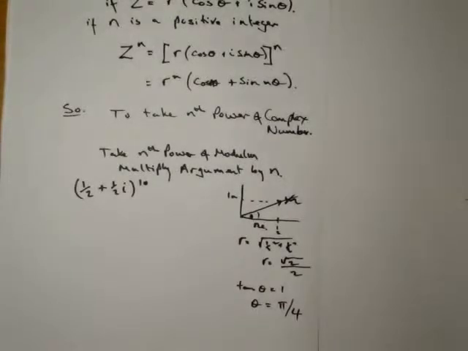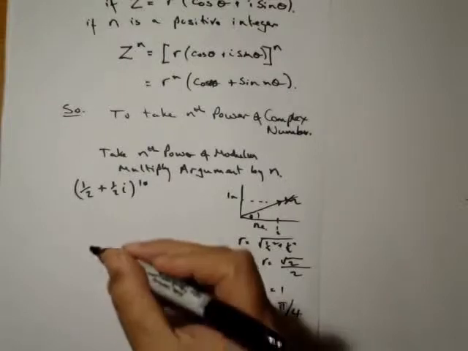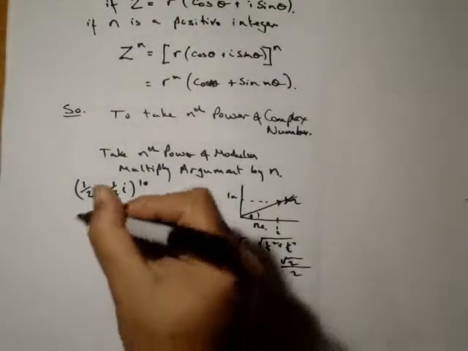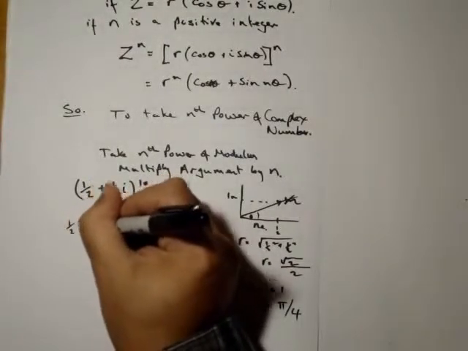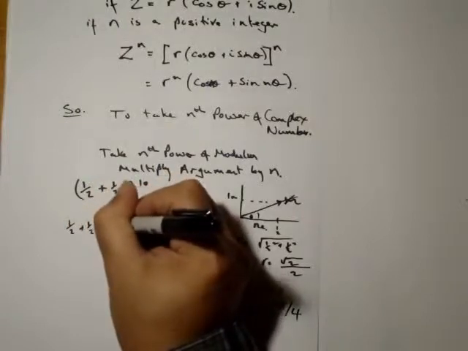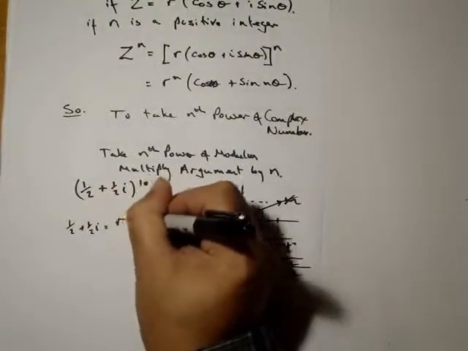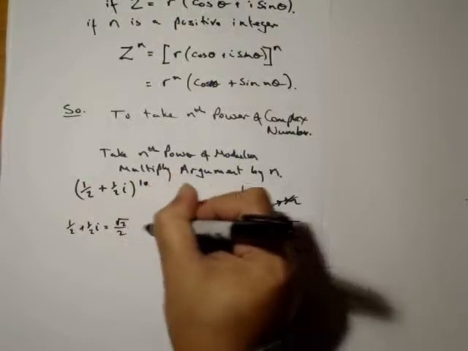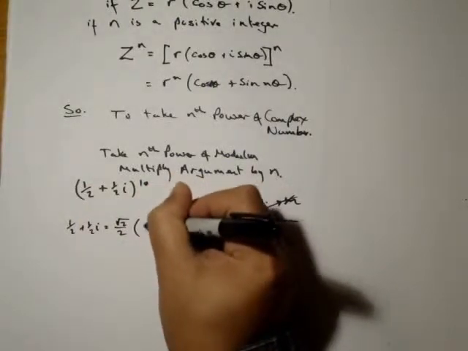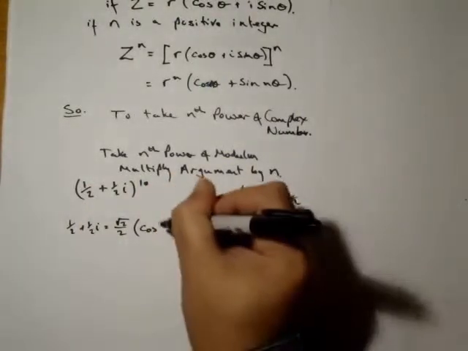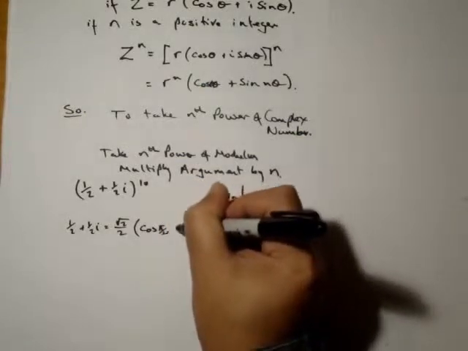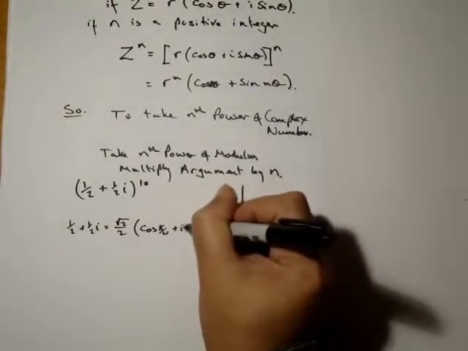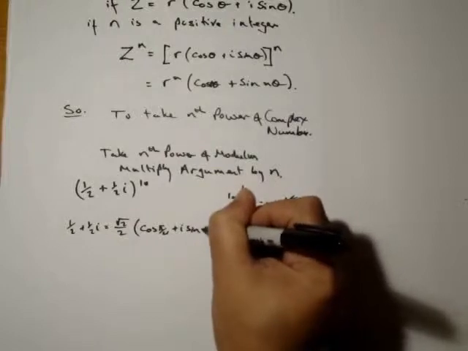So now let's put that in our equation. So we'd have a half plus a half i equals square root of 2 over 2, and then we'd have cos pi over 4 plus i sine pi over 4.